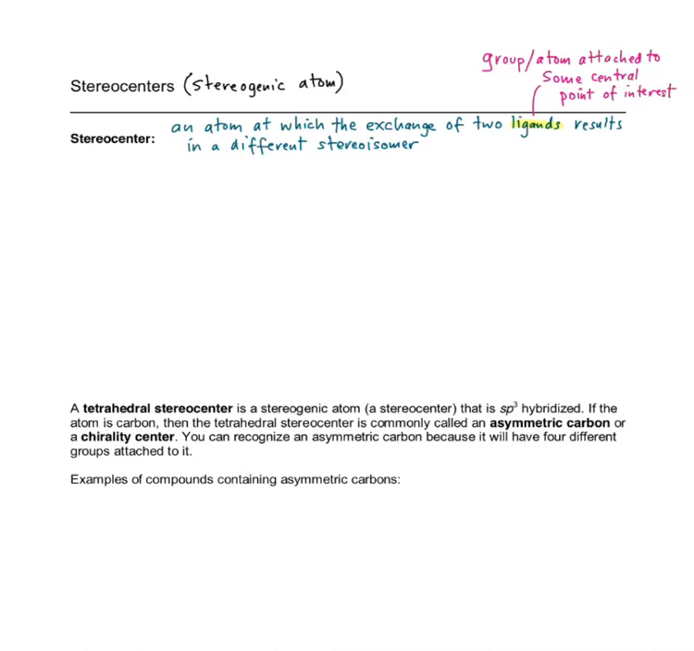Okay, so let's take this definition for a test drive and see what we can make of it. Let's look at this compound. It's going to be an alkene. And we're going to look at this carbon atom and ask the question, is this a stereocenter?